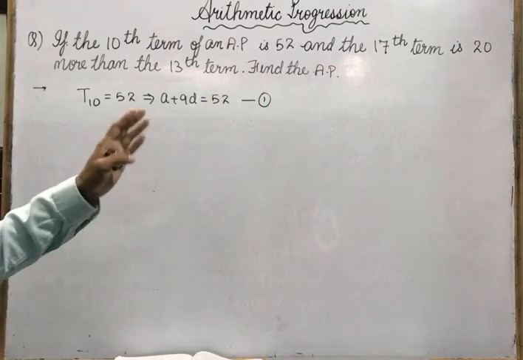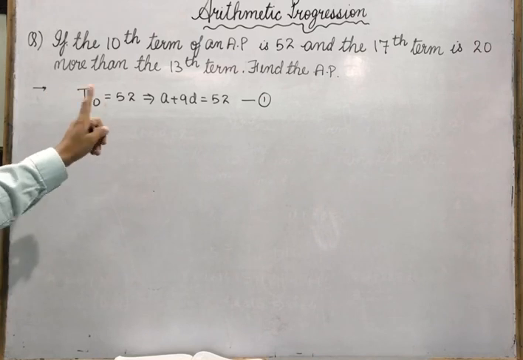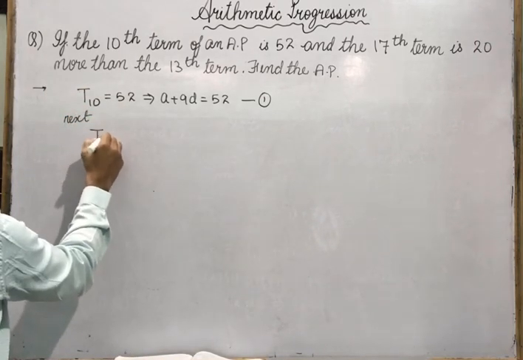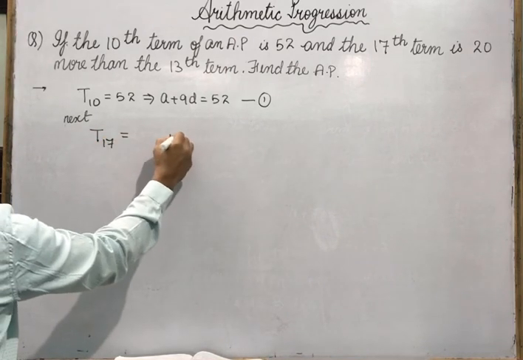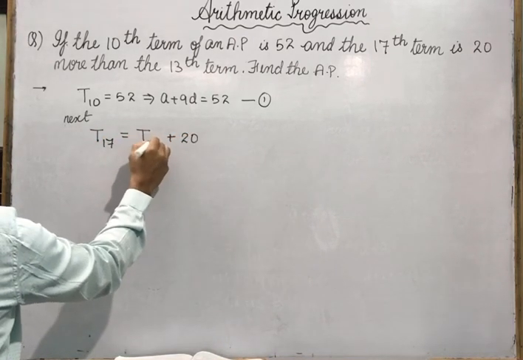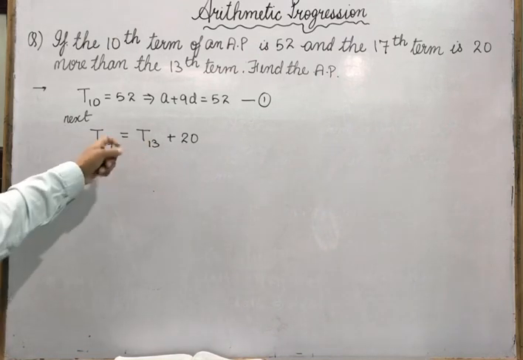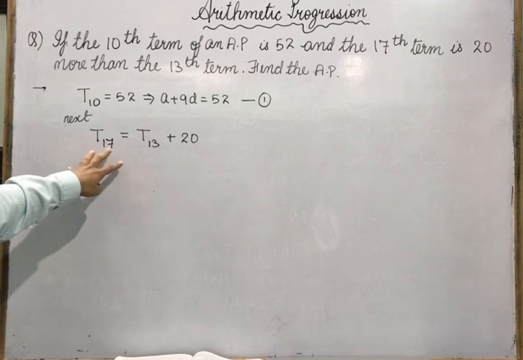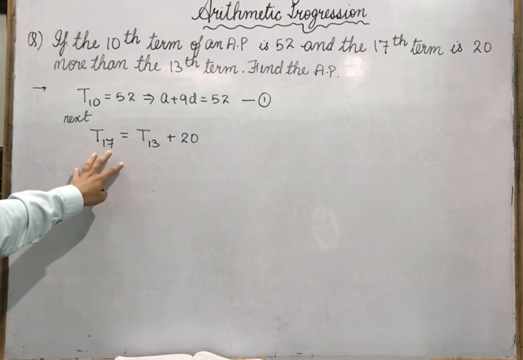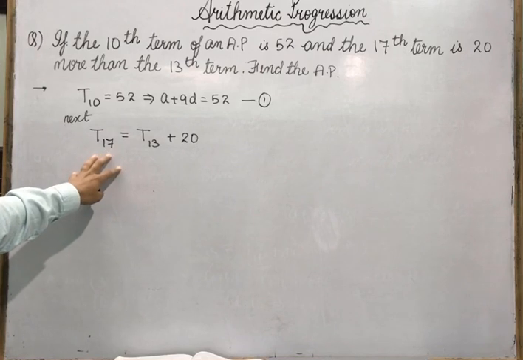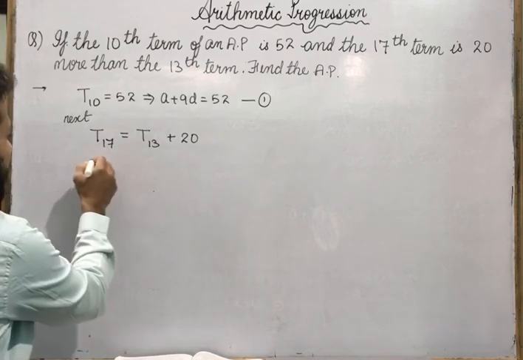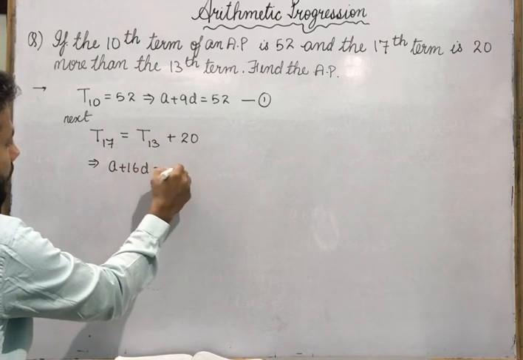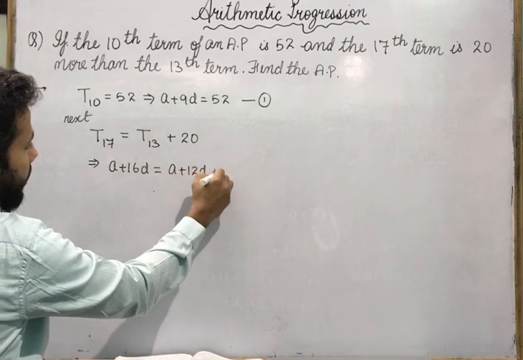Next, the 17th term is 20 more than the 13th term. This equation is correct to everyone or not? Is this equation correct? Have you understood this equation, the second one? Say yes or no. Okay. So the 17th term is a plus 16d, 13th term is a plus 12d plus 20.